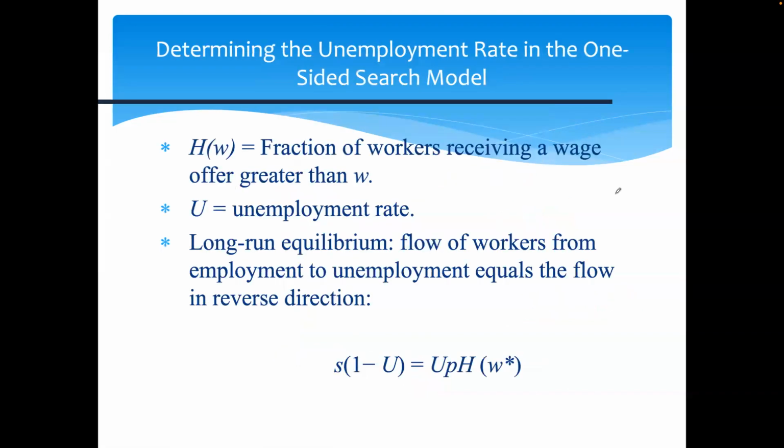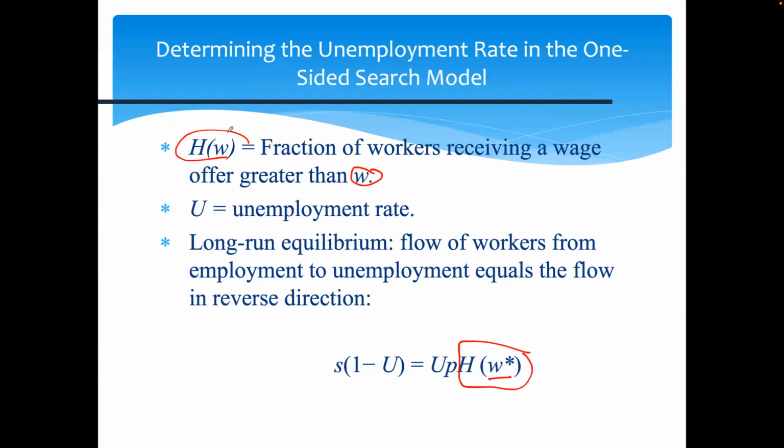Now let's see the determination of the unemployment rate in this model. Let's start with H of W. This is the fraction of workers receiving a wage greater than W. So this is for any wage, and then what we care about is the reservation wage. So clearly, this thing declines.